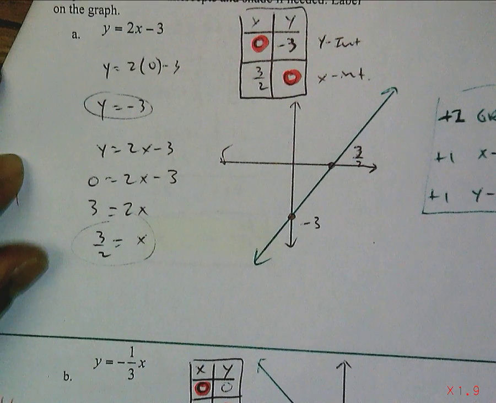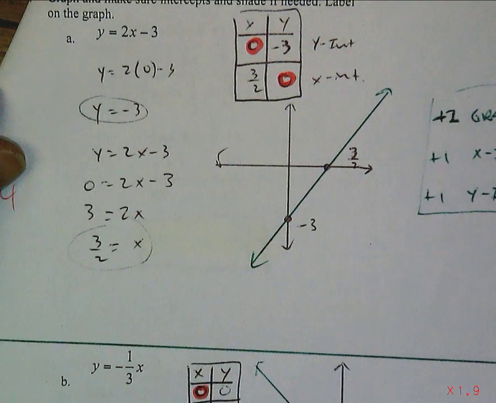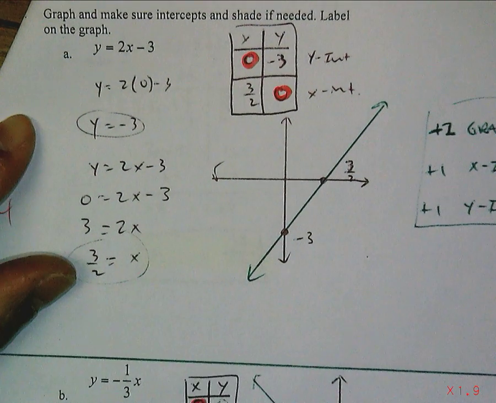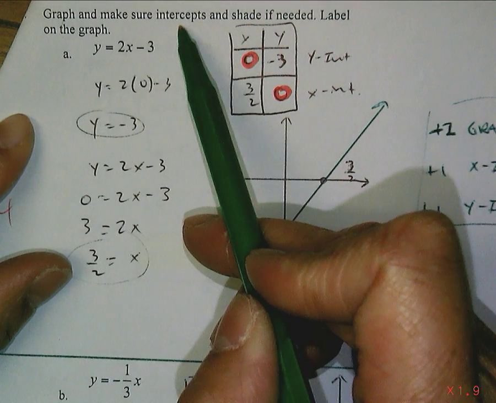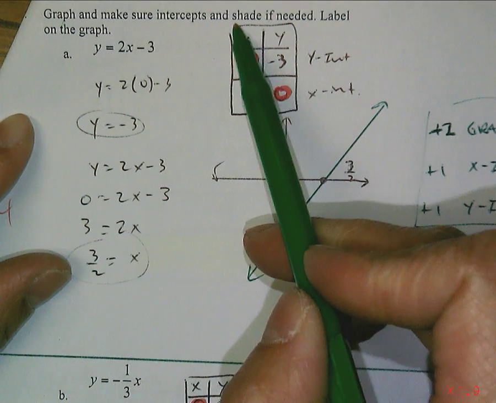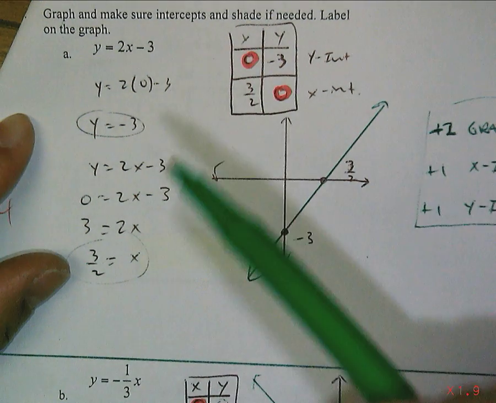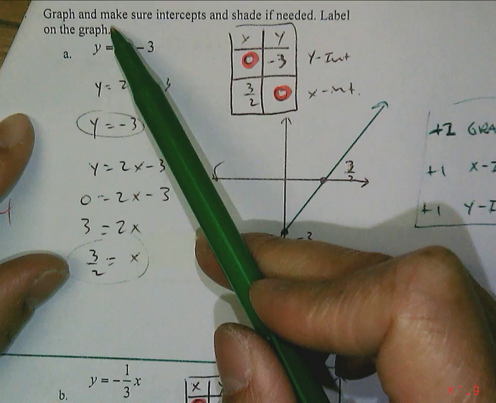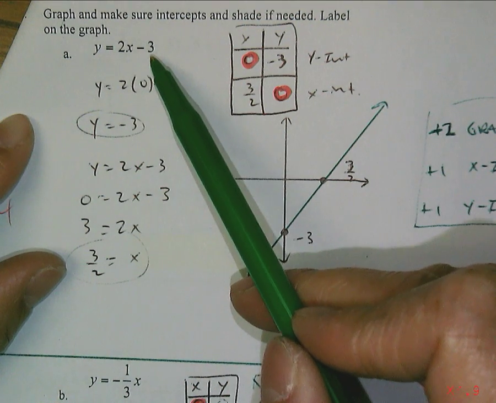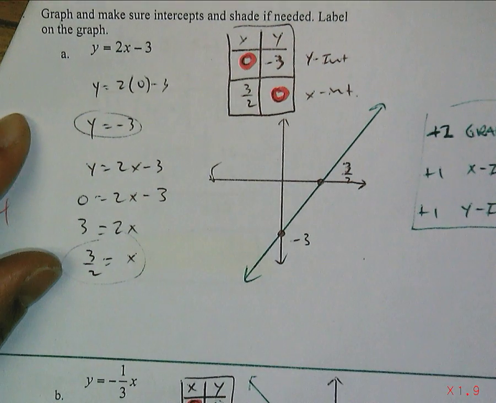For question number 4, it tells us to graph and make sure the intercepts and shade if needed. Well, shading is only if there's inequalities, which we don't have yet, and we will label on the graph. So I have y equals 2x minus 3. Up to this point, students only know how to graph by intercepts.